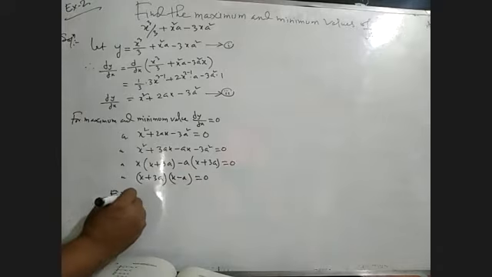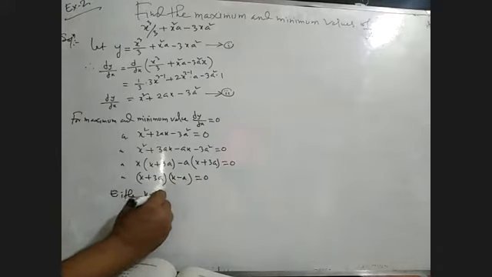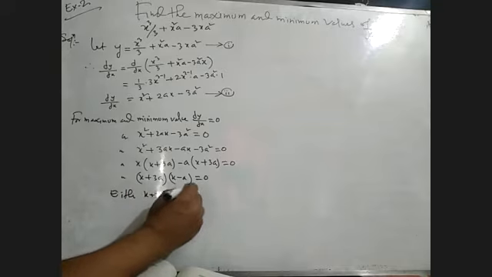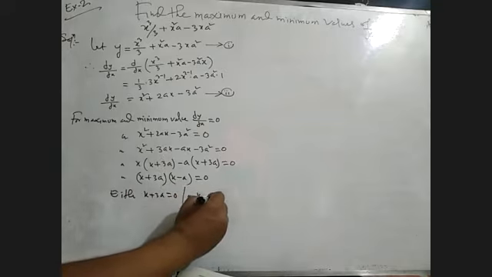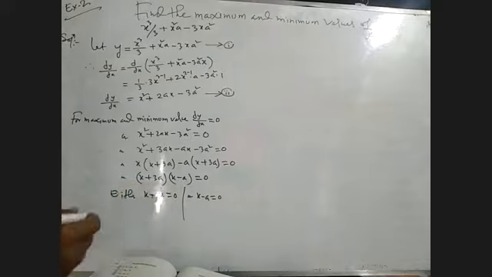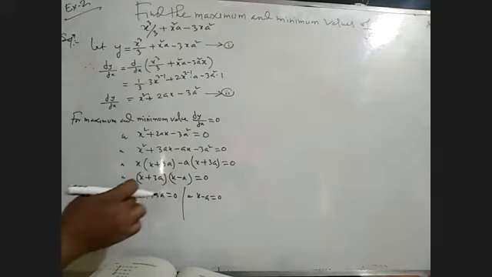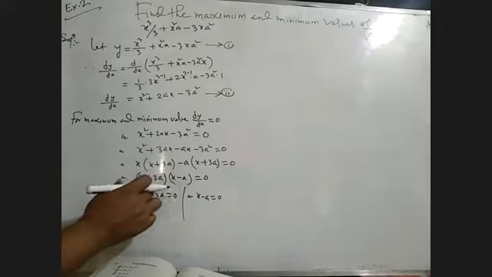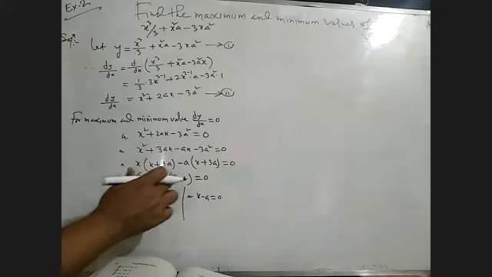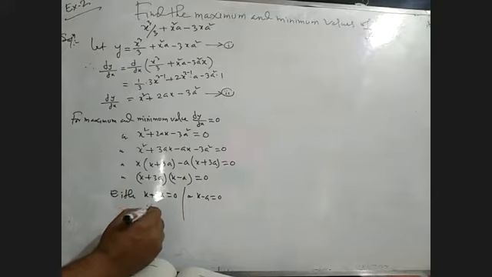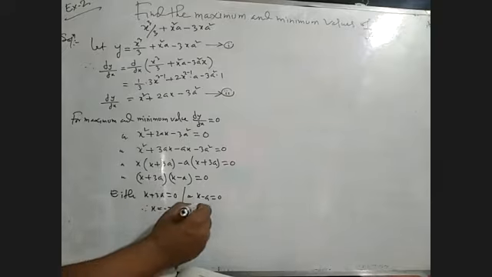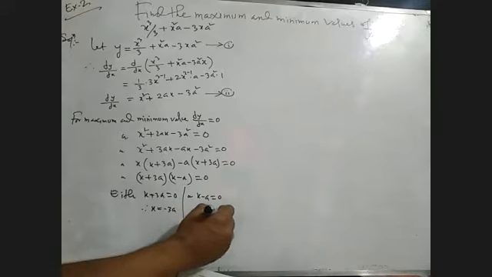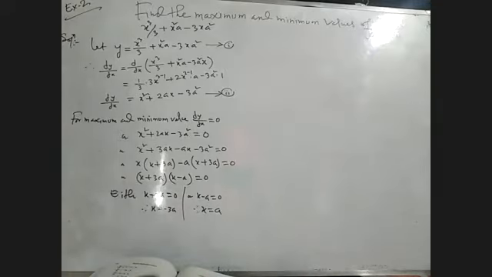So either x plus thrice a equals to 0 or x minus a equals to 0, because their multiplication will be 0. Both cannot be non-zero for this multiplication to be 0. So we get two values of x. One is x equals to minus thrice a, and the other is x equals to a only.